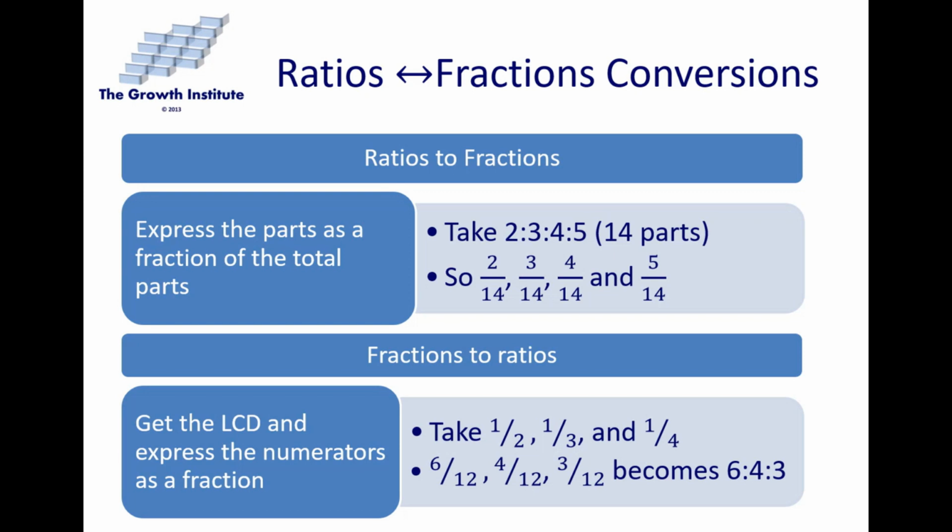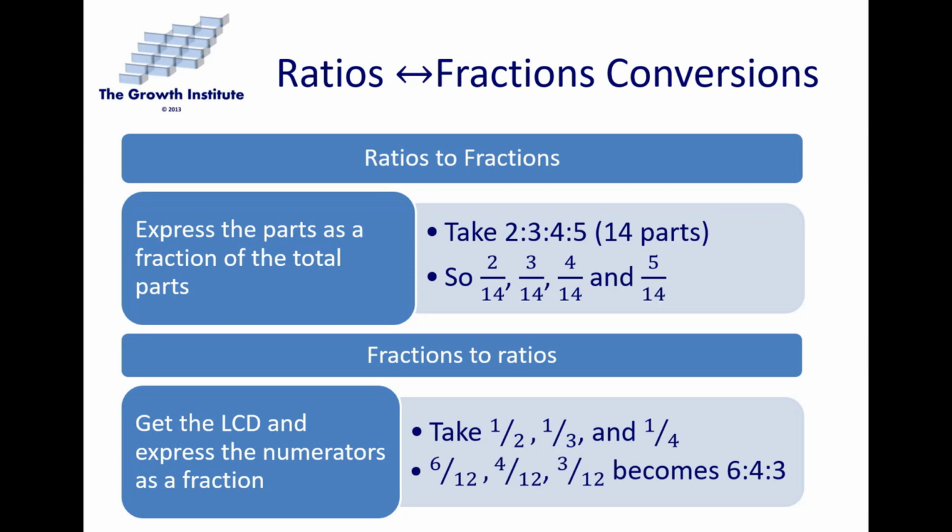When we do it the other way around, we turn a fraction into a ratio, we get the lowest common denominator, remembering that the denominator again is the bottom part of the fraction, the part under the line. And then we express the numerators as the ratio. Another way to say it would be to say that if all our denominators are the same, then the numerators can be expressed as a ratio. So there we have a half, a third, and a quarter. The lowest common denominator of 2, 3, and 4 is 12. You can test it. There is nothing else before that.